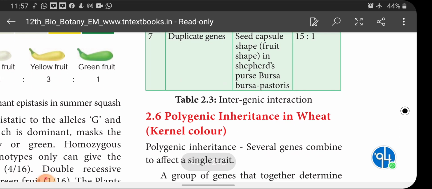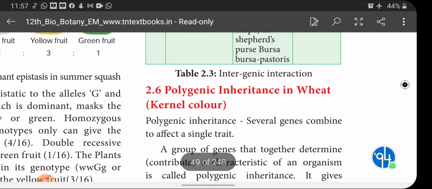Okay, children, with this we completed the genic interaction. Whether it may be intragenic interaction or intergenic interaction, these will be considered as extension of Mendelian genetics. And the next one is polygenic inheritance in wheat. This I will discuss with you in my next class.